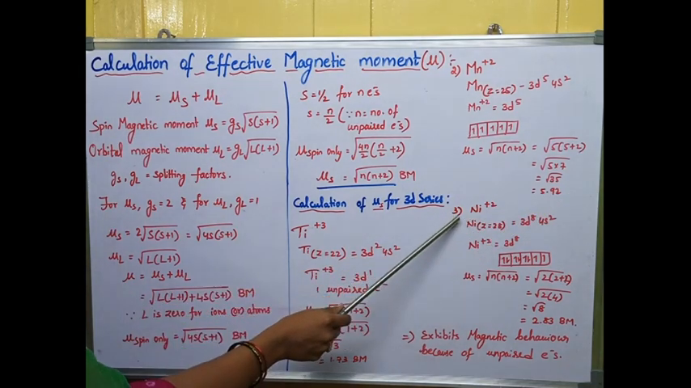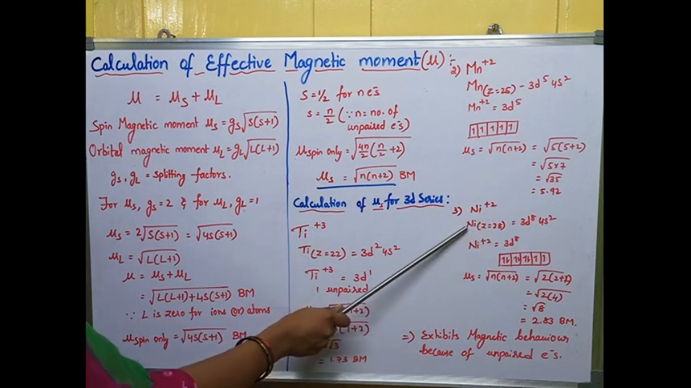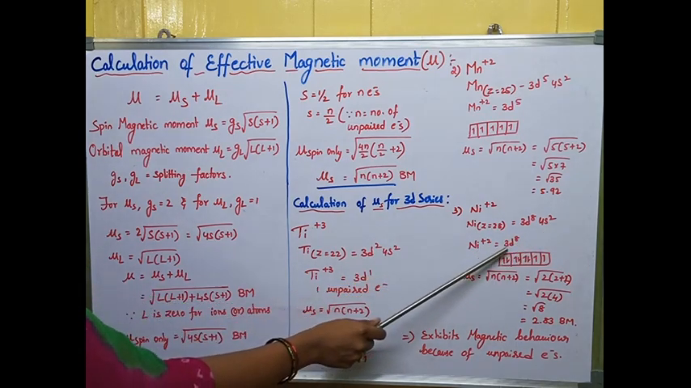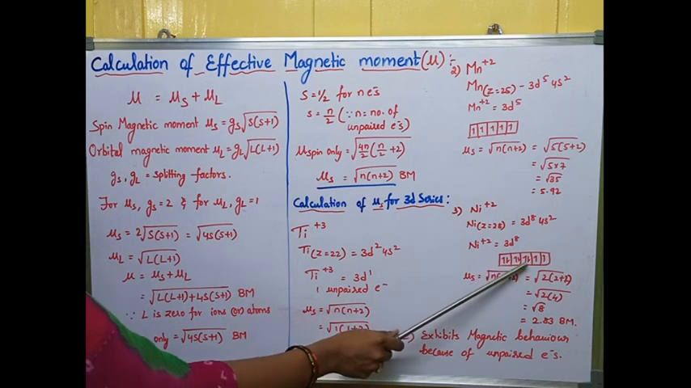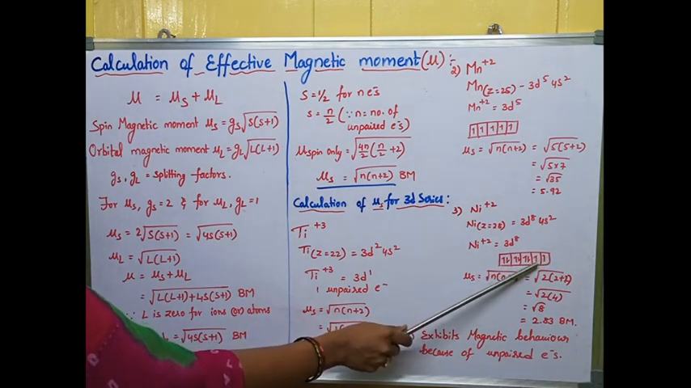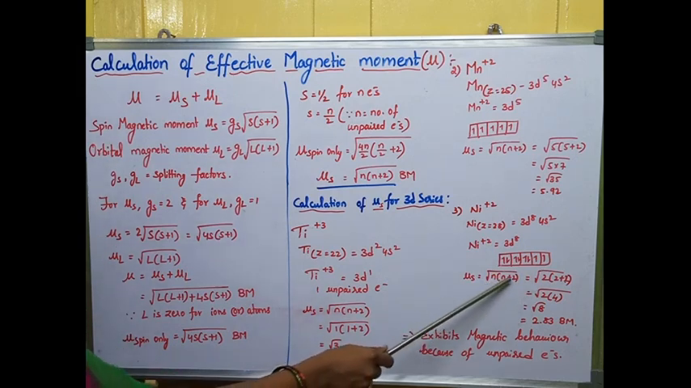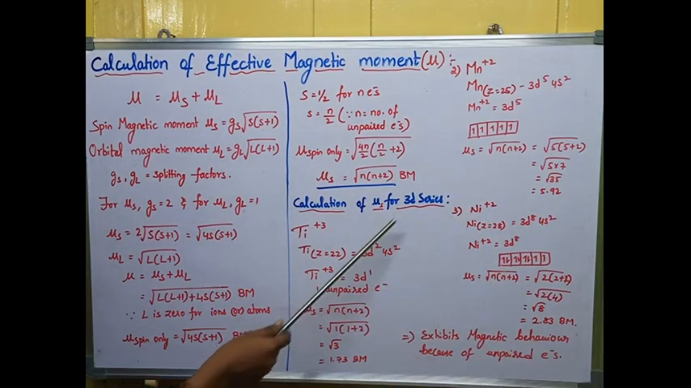Now the third one, I am giving the example nickel plus 2. Nickel atomic number, already you know, is 28. So 3d8 4s2. Nickel 3d8 configuration we can fill like this. In the d orbital, 3 orbitals will be fully paired, and 2 unpaired electrons will be there. I am considering only unpaired electrons in this formula. So I am writing root over 2 into 2 plus 2. I am getting the value 2.83 Bohr magnetons. So these are some examples regarding the 3d series.